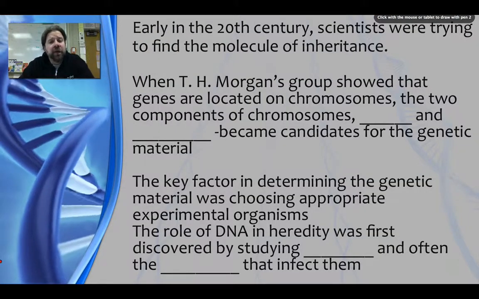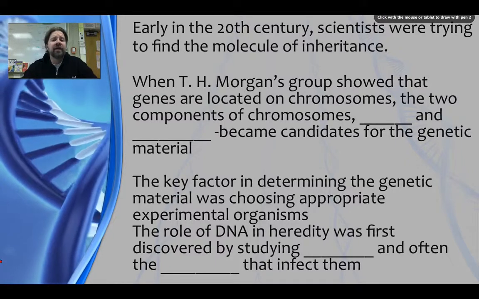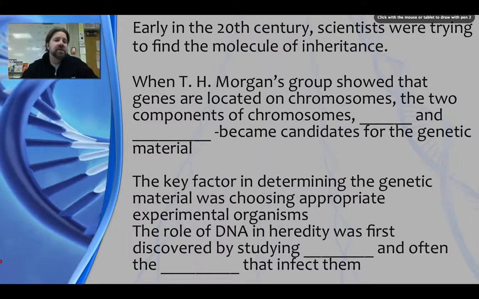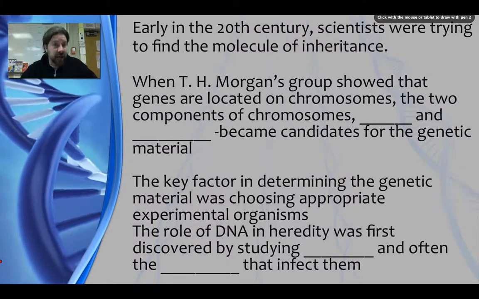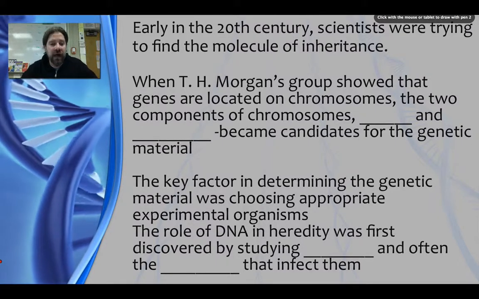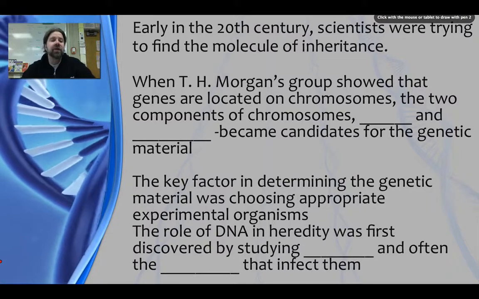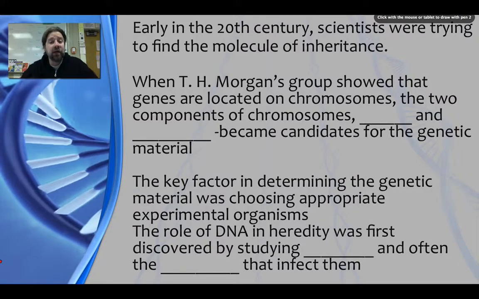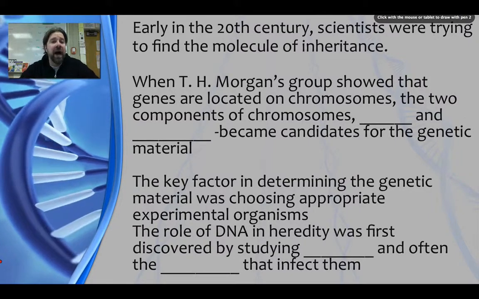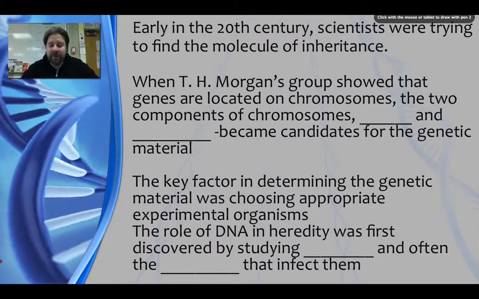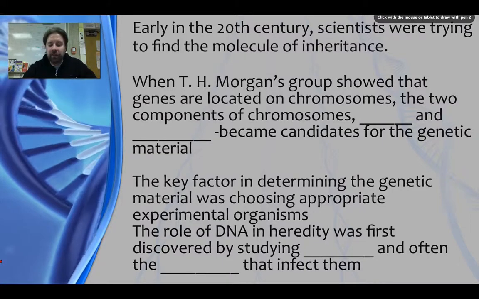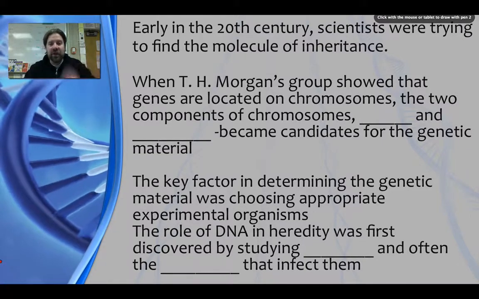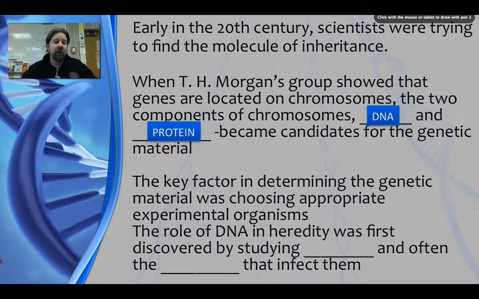So early in the 20th century, scientists were trying to find the molecule of inheritance. There was a scientist named Thomas Hunt Morgan who was working with Drosophila melanogaster, commonly known as the fruit fly. And he was able to show that genes are located on chromosomes, those colored bodies within the nuclei of cells. And two major molecules wind up being in the race for being the genetic molecule. It was DNA and protein.